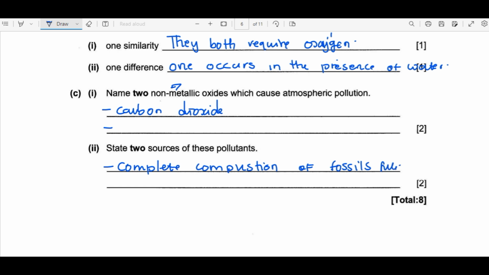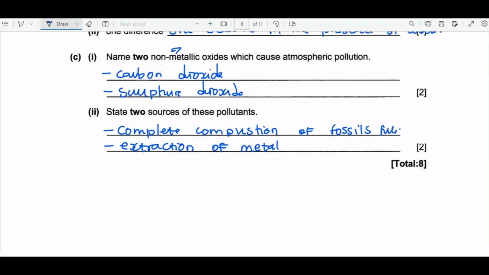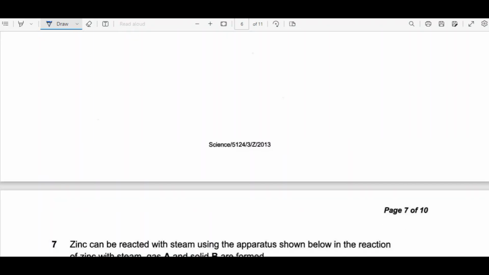Then the second one, we can give sulfur dioxide. Sulfur dioxide can also be produced by complete combustion, or we can just say extraction of metals. For example, extraction of zinc produces sulfur dioxide. Extraction of copper also produces sulfur dioxide. So this is how we can answer these questions.